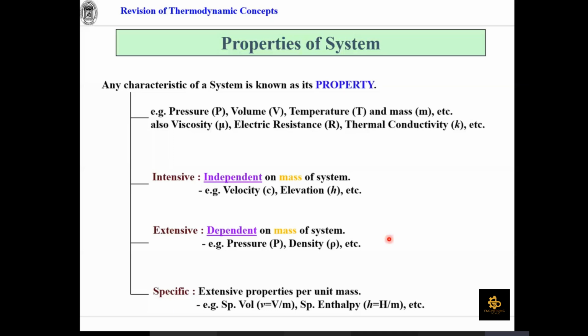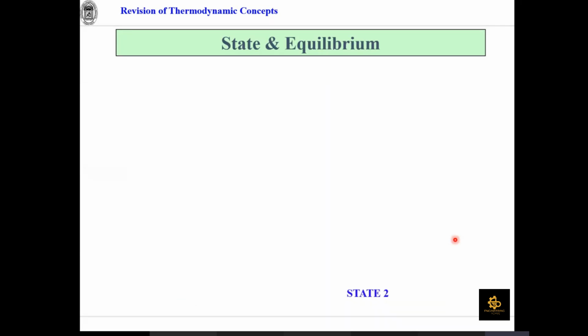Then some of the properties you can come across in this course are the specific properties. The specific properties, for example, your enthalpy, your specific volume. These are also extensive properties per unit mass. So these are the three different properties which you can come across in any of your thermodynamic systems. You know how these are characterized and what the meaning of these properties is.